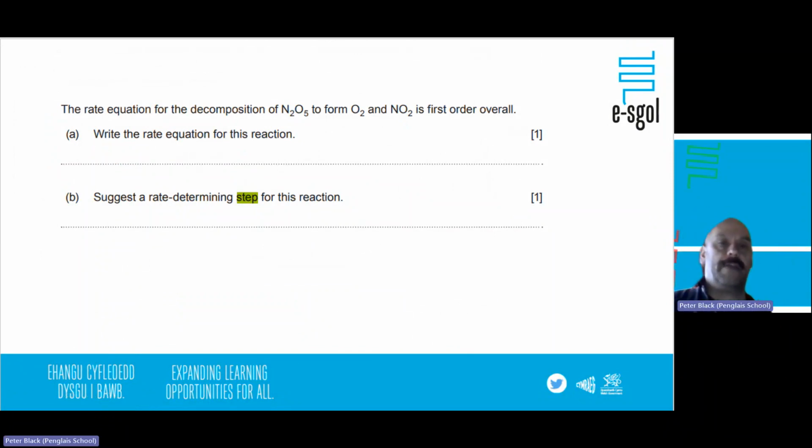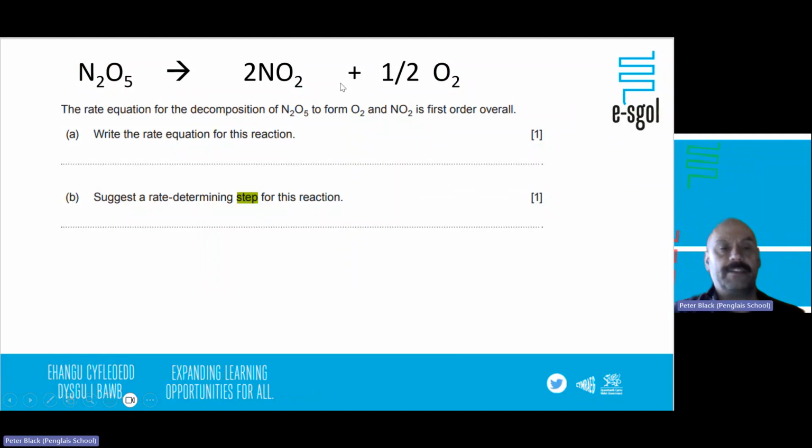Next question then. The decomposition of dinitrogen pentoxide to form oxygen and nitrogen dioxide is first order overall. Write the rate equation for this reaction. Well, what I've done here is I've written the balanced equation, and the rate equation is very easy to do here. It's only 1 mark, which is rate equals k, and then the concentration of N2O5.